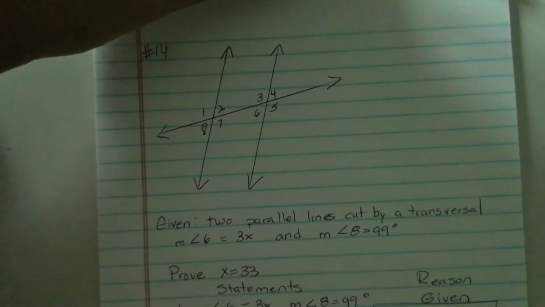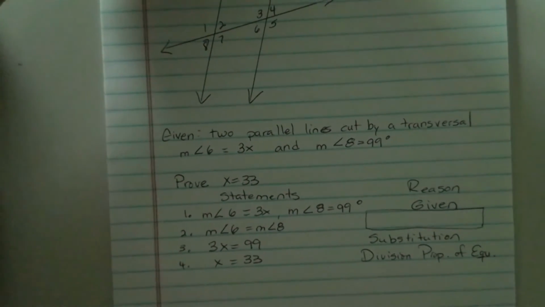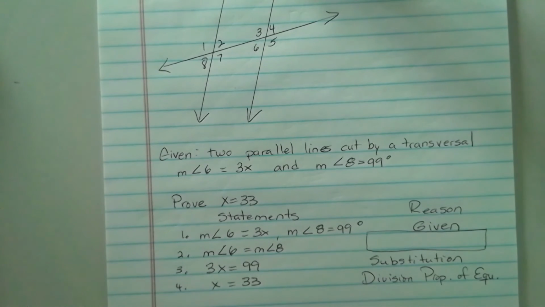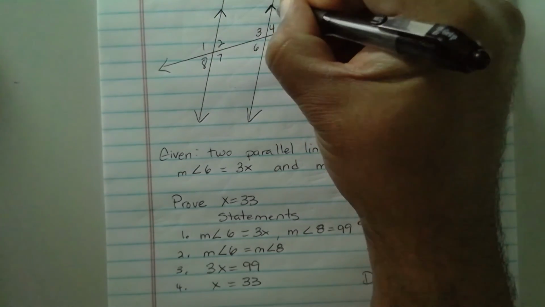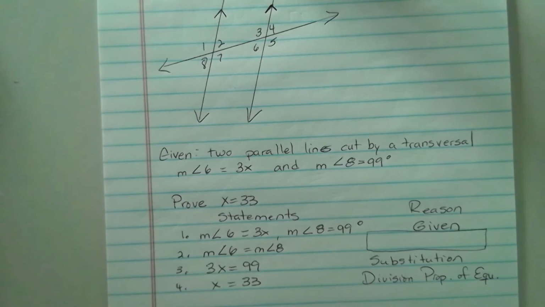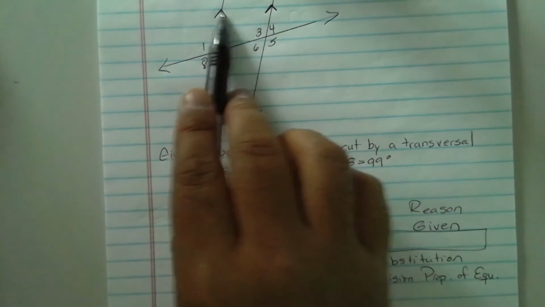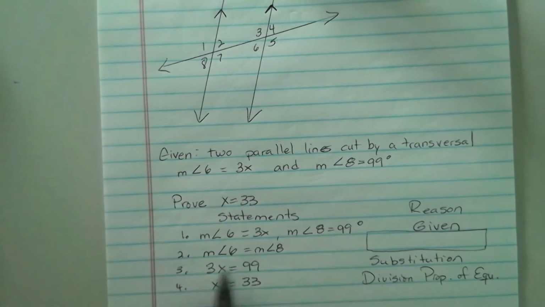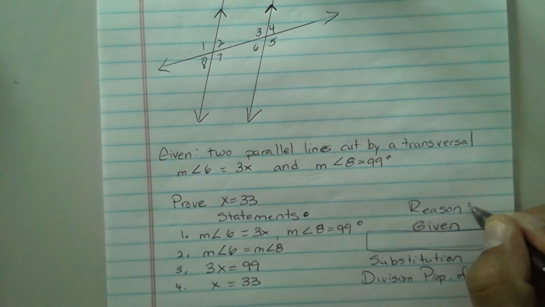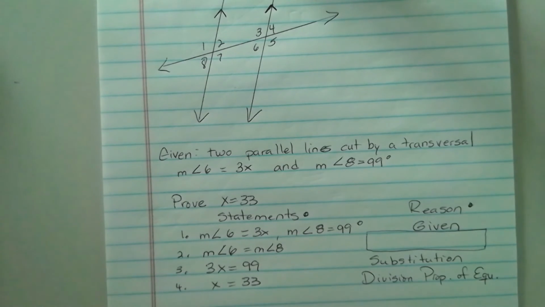All right, so number 14, guys. We have two parallel lines cut by a transversal. We know that these two are parallel because it has these two marks right here. And it says, given, guys, this is what's called a two-column proof, where you have your statements and you have your reasons. You're going to see this in geometry. The first part are the statements that are given. The second parts are the reasons why this is true.